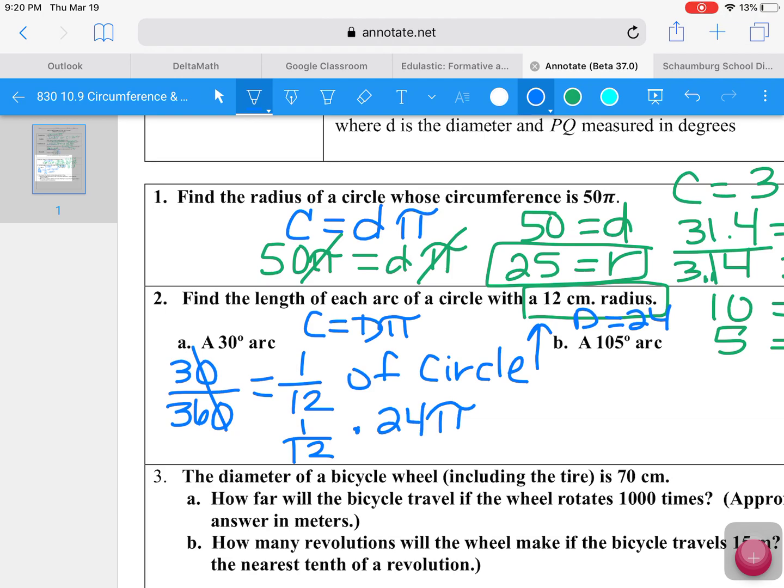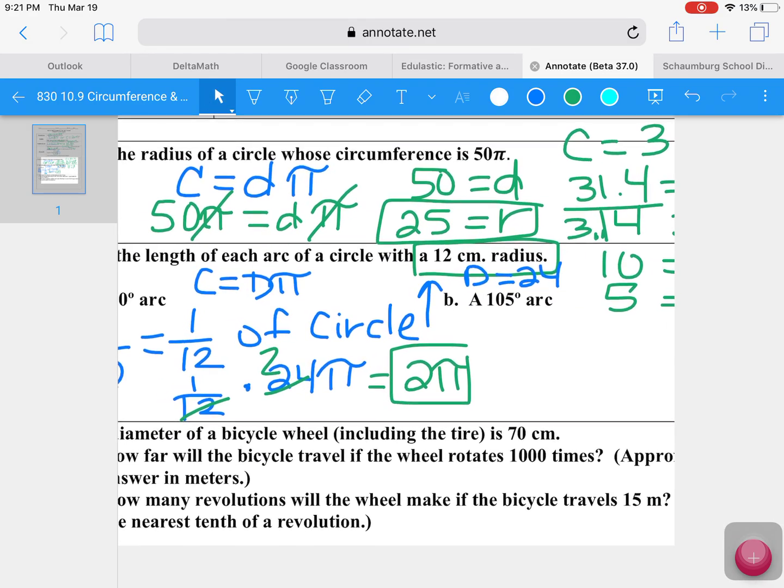So if I go ahead and multiply this, I can cancel on the diagonal like I normally would. It's just going to be 1 times 2 pi, which is 2 pi. So a 30-degree arc, its length is going to be 2 pi. Now, if they asked you to find it to the nearest tenth, you would just go ahead and multiply 2 times 3.14. Same thing with the hundredth, 2 times 3.14, and figure out what the measurement actually is.